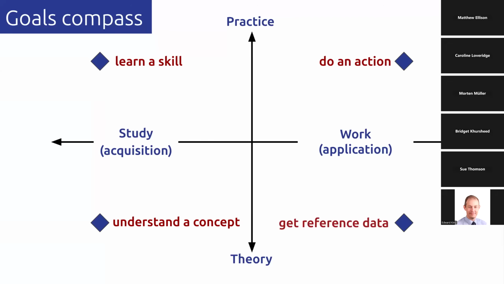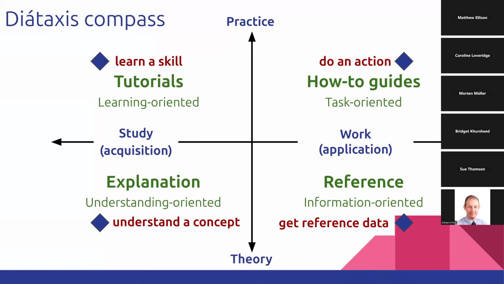And for the theory and work, we have reference data. So basically some knowledge that we just need to have. We not exactly need to understand it. So if we add specific labels to each of these quadrants for learning a skill, the closest label that I think we could master is tutorials. Basically, tutorials as a type of documentation. They are pursuing exactly that. They are trying to teach you a new skill. They're trying to make you learn a new skill.